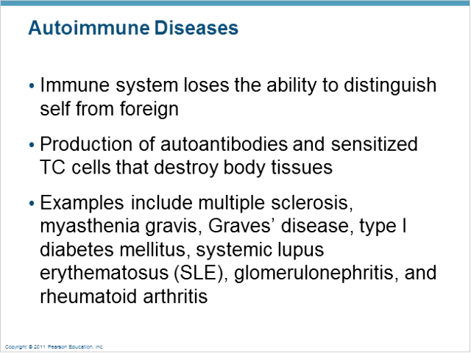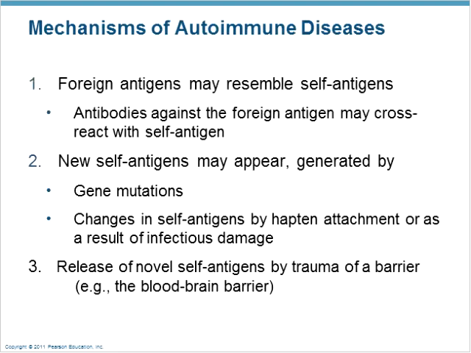Autoimmune diseases. Where the immune system loses its ability to distinguish between itself and foreign antigens or foreign substances. We produce autoantibodies against ourselves, and sensitized TC cells then go to attack body tissues that are our tissues. Some examples of that are multiple sclerosis, myasthenia gravis, Graves' disease, type 1 diabetes mellitus, systemic lupus erythematosus, SLE, glomerulonephritis, and rheumatoid arthritis. All those are autoimmune diseases where we create antibodies against ourselves.